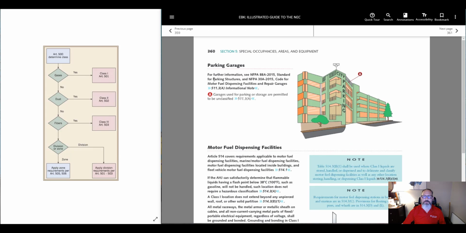An interesting note is that parking garages used for parking and storage are permitted to be unclassified. So although we have vapors from vehicles, they could have a gas leak, right? They could have an oil leak. There could be something flammable coming from them, but they normally wouldn't. So the difference between a parking garage and an auto shop is going to be exposing those fluids, working on the fuel pump, working on a fuel filter, changing the oil. All of those things are going to expose now a flammable liquid or gas into an environment where a parking garage is not considered that because it doesn't normally have that accessible.